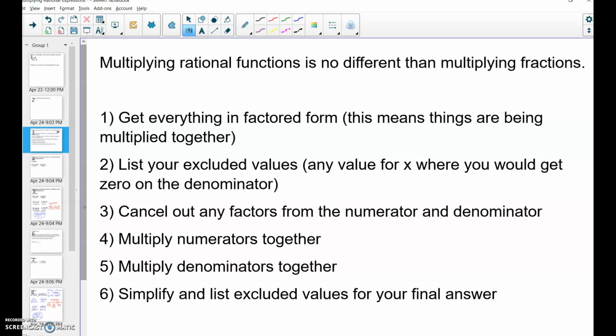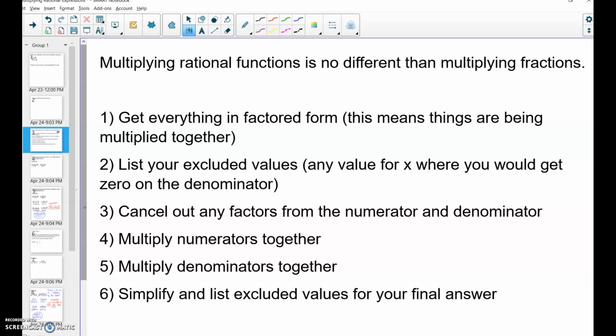Once you list your excluded values, then you can cancel out any factors from the numerator and denominator. They don't have to be the numerator and denominator for just that specific fraction. It could be numerators and denominators across the fractions. That's totally fine. Once you cancel out all the factors, you multiply whatever's left on the numerator together. If nothing is left on the numerator, then it's just 1.